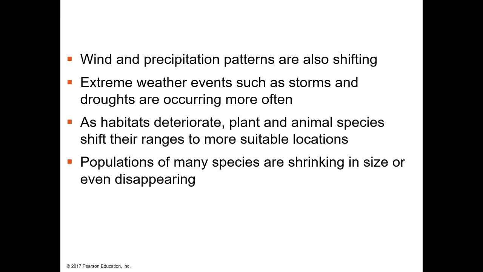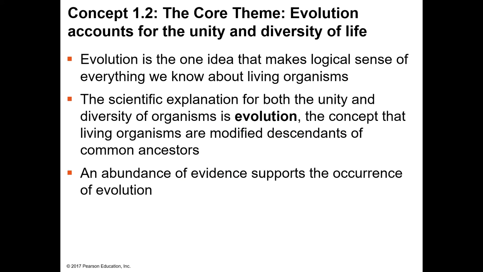Extreme weather events such as storms and droughts are occurring more often, and as habitats deteriorate, plant and animal species shift their ranges to more suitable locations. Populations of many species are shrinking in size or even disappearing.